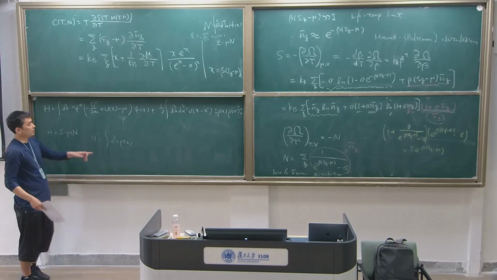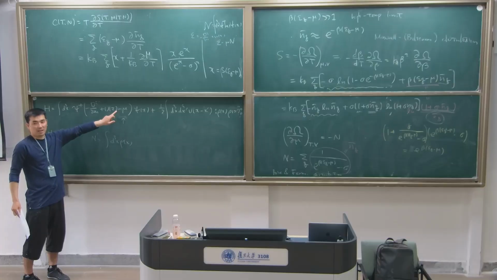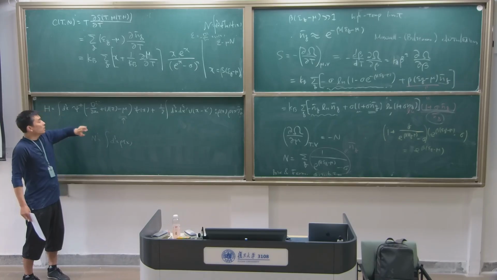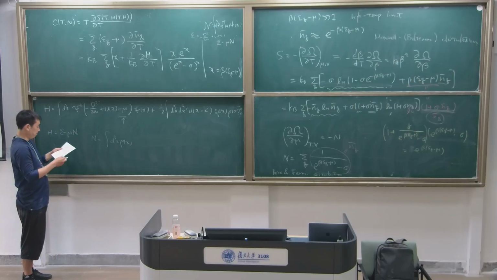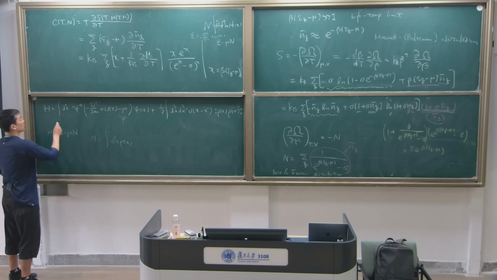So therefore, precisely speaking, I have to include this minus mu if you work in the grand canonical ensemble. And then, yeah, that's what I wanted to do. And of course, sum over sigma.